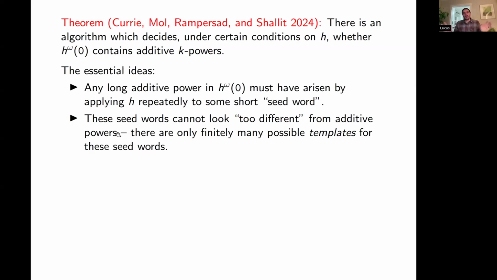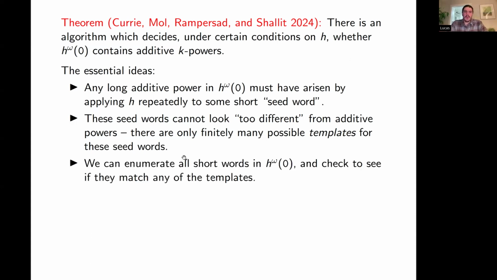So they look almost like additive powers, okay? And what we prove is that there's only finitely many templates for these seed words, right? So there's only finitely many forms for these short seed words. And once you find all of the templates, you can just enumerate all of the short words in your fixed point and check to see if they match any of the templates. Either you get a match, and that means that your word has an additive power, or you don't get a match and your word is additive power free.